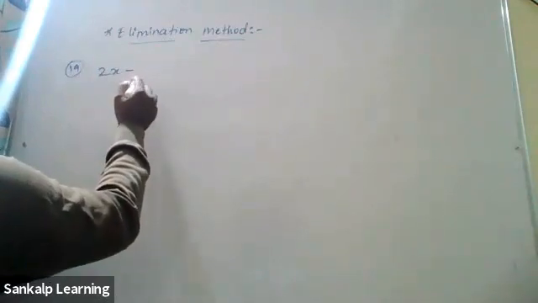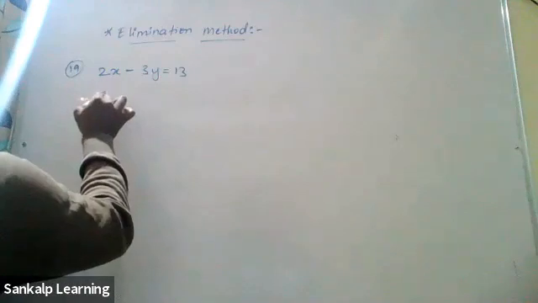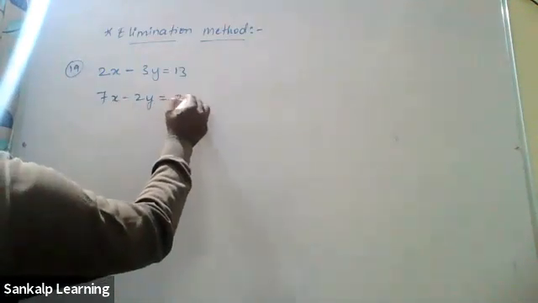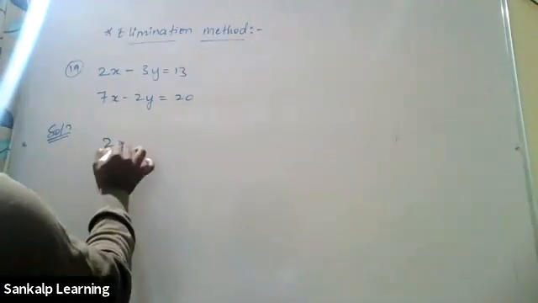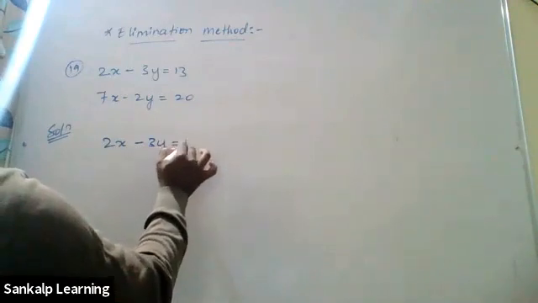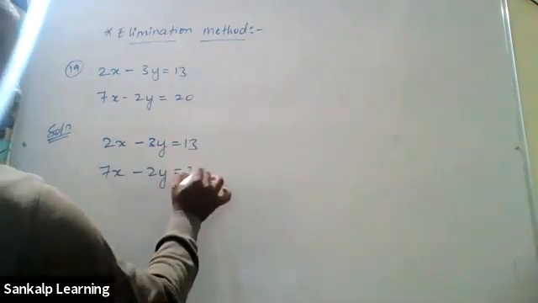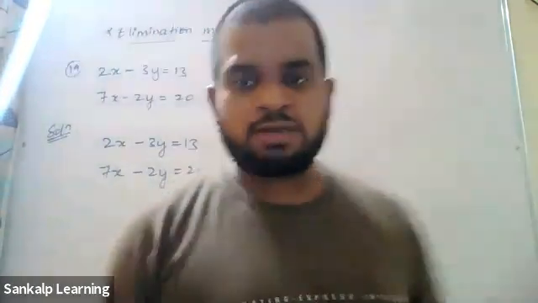2x minus 3y equals 13. 7x minus 2y equals 20. Okay, solution. It's your wish. You can eliminate any variable you choose. Okay, I always eliminate x. Now, what is the first step? You have to make the coefficients the same, isn't it?